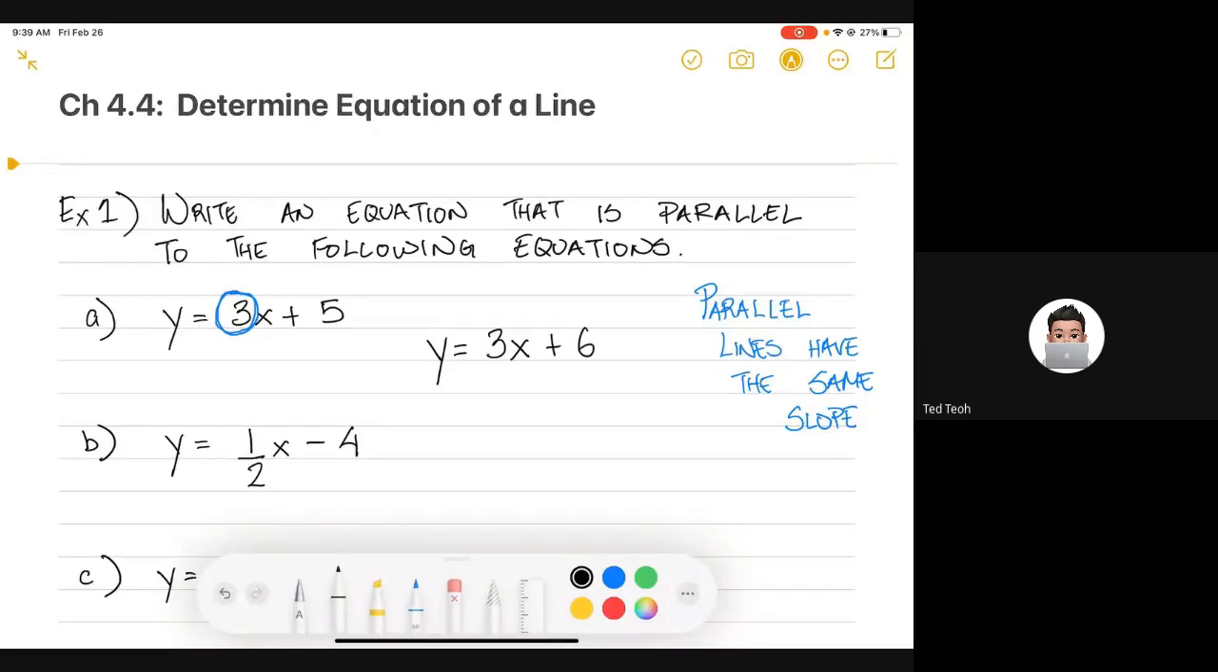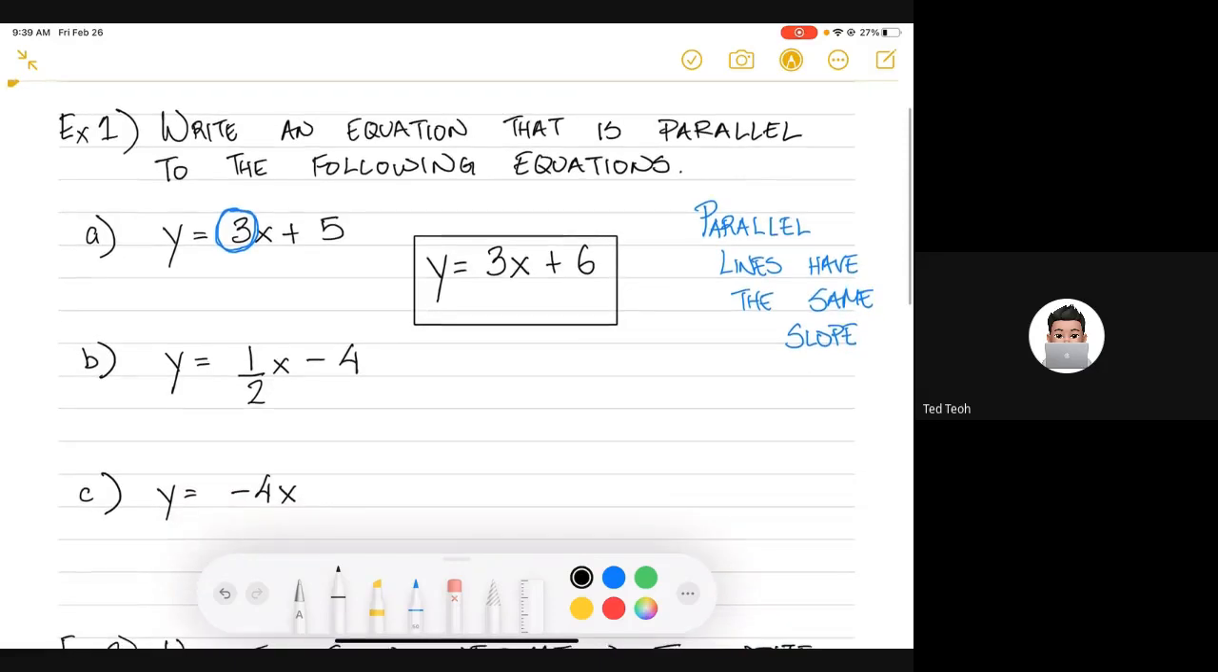The only number you cannot pick is a number that's already there. You can't just write the same equation out, because that would defeat the purpose of the question.